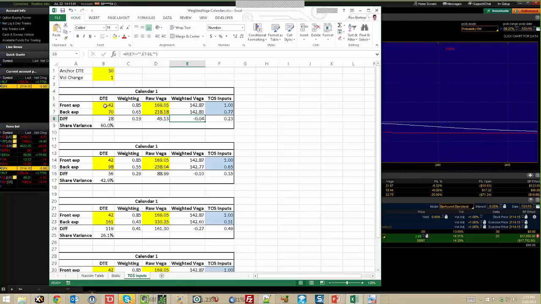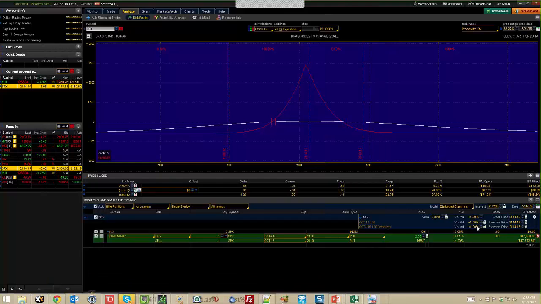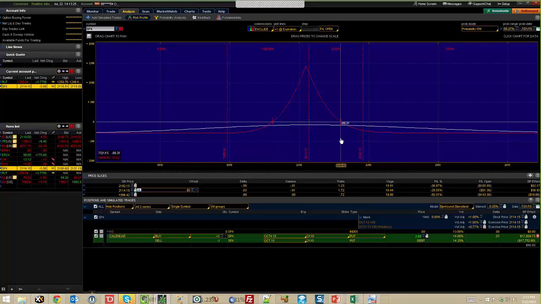So in this case, if you had a 42 and a 70 using these guys, it's going to tell you that it's going to be relatively Vega neutral. But if you want to simulate this on TOS, then for the front month, you'd set this to 1, and the back month, you set this to 0.77. Okay? So you'd go over here, and you change this to 0.77. And that's now going to give you a more accurate representation of what your t+0 is going to do.